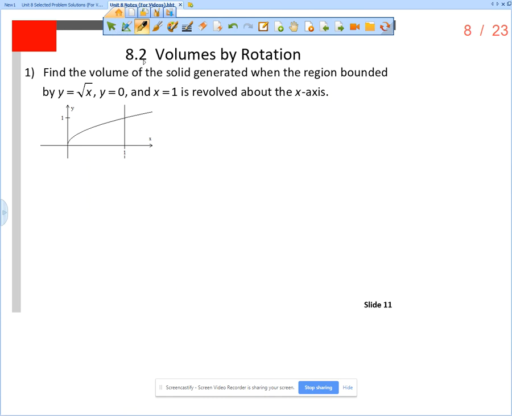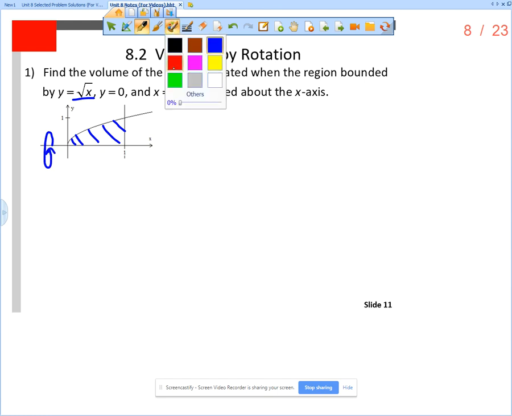All right, so slide 11. All right, so it says, find the volume of the solid generated when the region bounded by y equals root x, y equals 0, and x equals 1 is revolved about the x-axis. All right, so you need to be able to come up with this graph. Y equals root x, obviously, top half of a sideways parabola. Y equals 0, horizontal line, the x-axis. X equals 1, vertical line. All right, now we're taking this region right here, and we are revolving it about the x-axis.